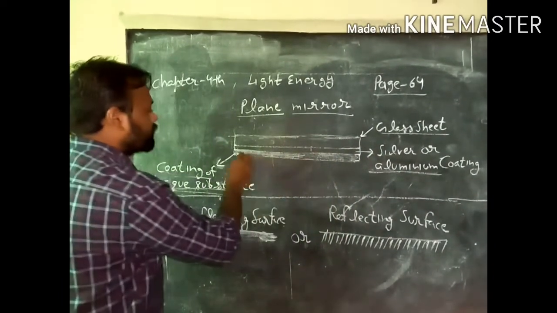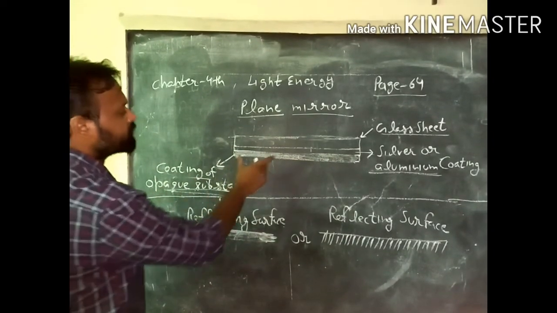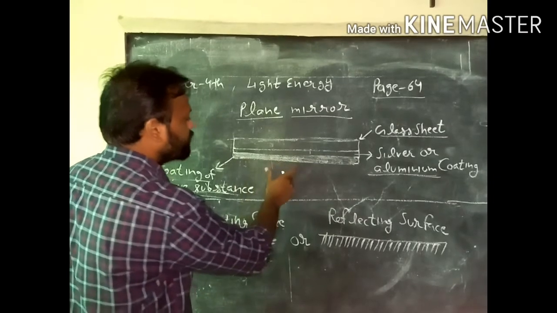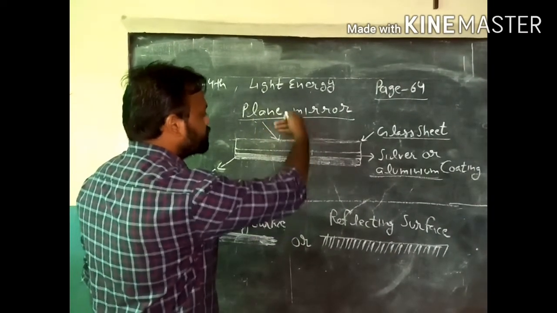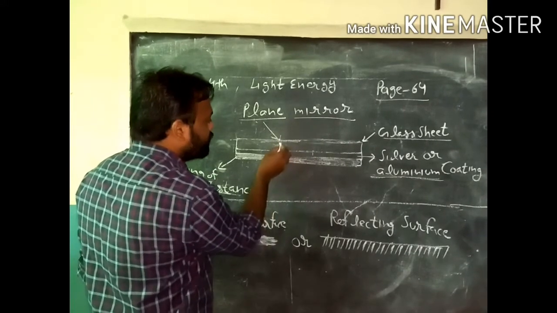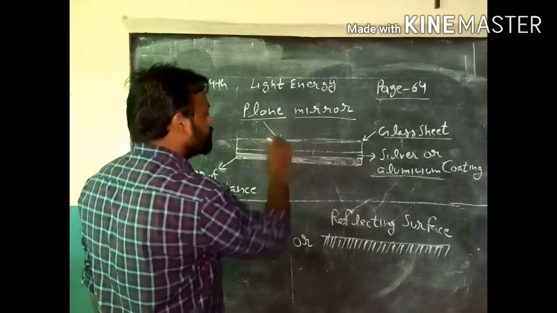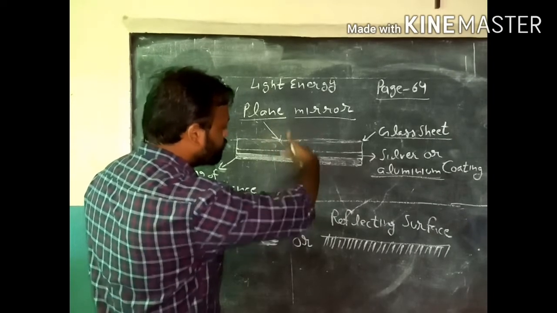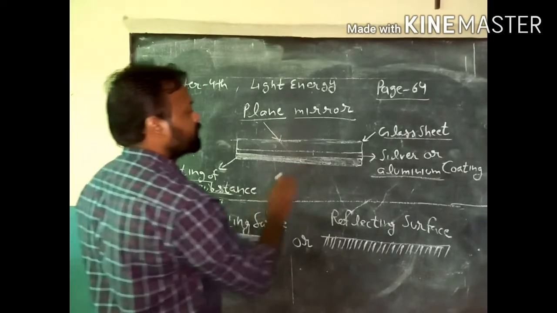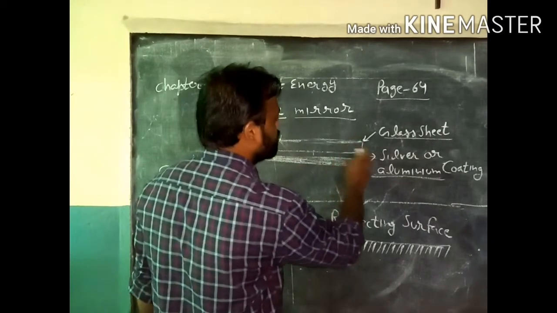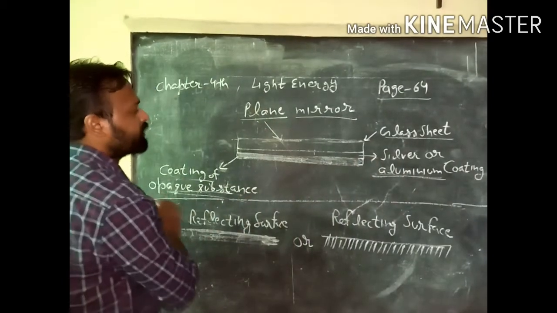Then this layer is showing that it is coated with an opaque substance. Why is this coated with the opaque substance? Because when the light rays fall on this reflecting surface, the opaque coating prevents the light from passing through it. Means this opaque substance is preventing the light from passing through. So that is why it is coated with the opaque substance. So in this way, this is a thin glass sheet, then it is silvered or coated with aluminium, then it is coated with some opaque substance.